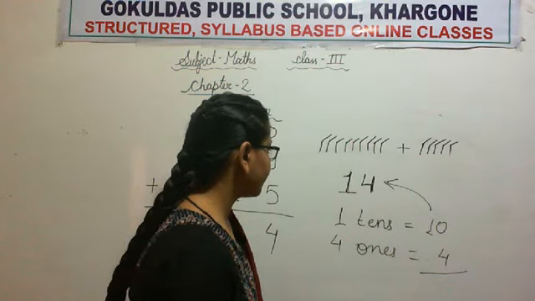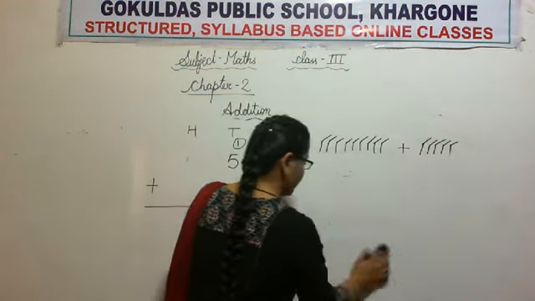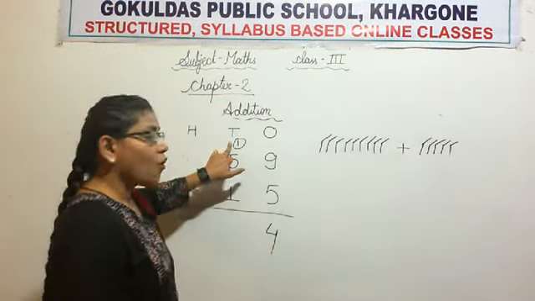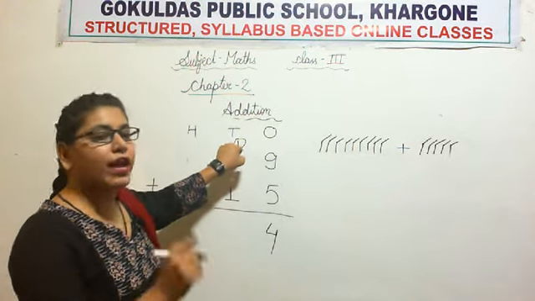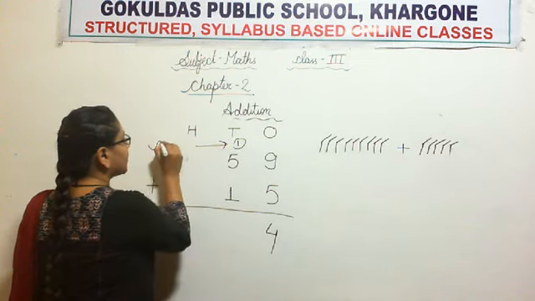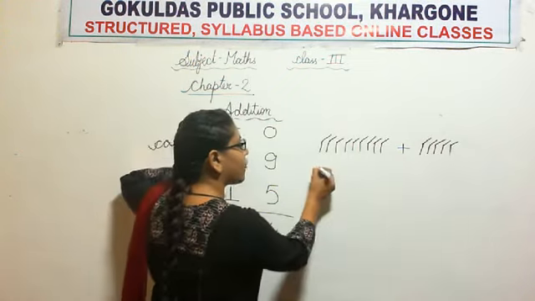So now we have added ones in ones. Now we will add tens in tens. So will we include this? Yes, we will include this one also. And what do we call this? We call it carry.